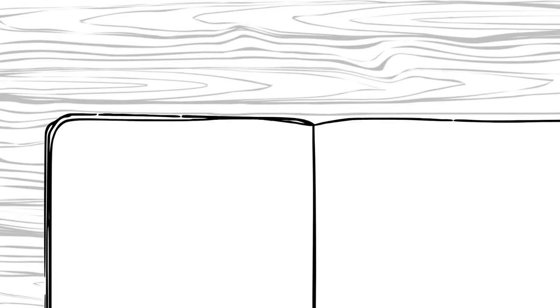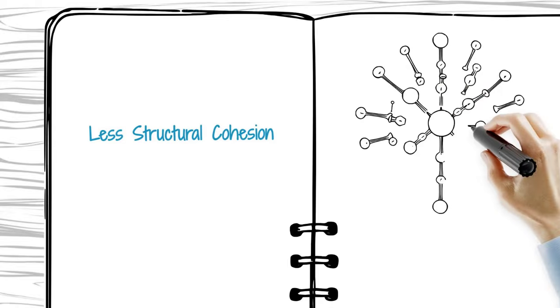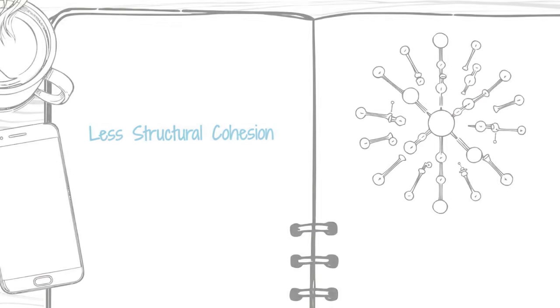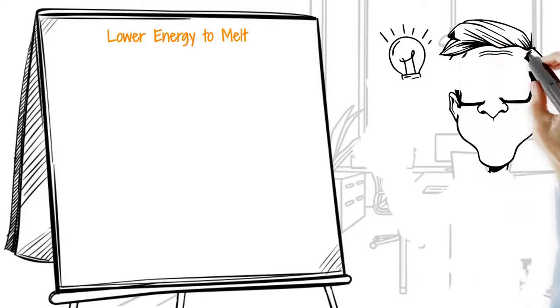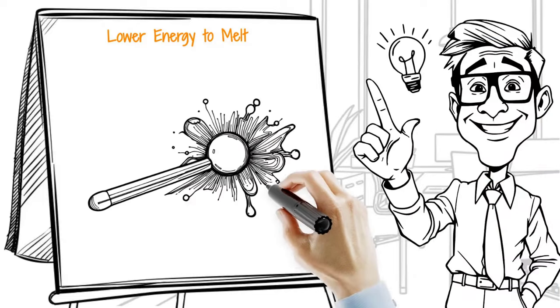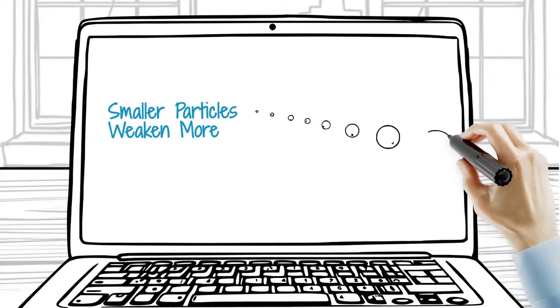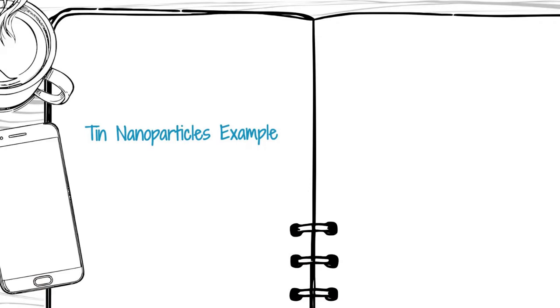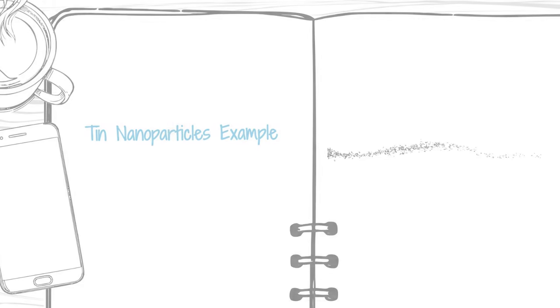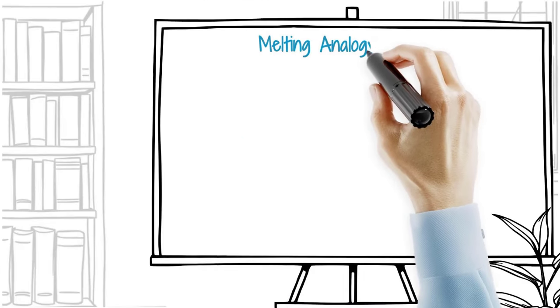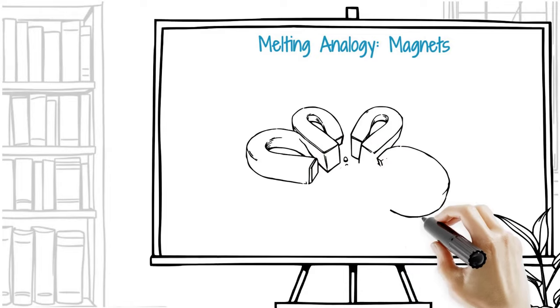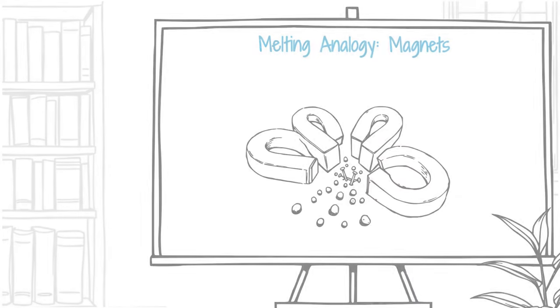These surface atoms contribute less to the structural cohesion of the particle. As a result, the average energy needed to melt the structure decreases. The smaller the particle, the more pronounced this weakening becomes. Tin nanoparticles as small as 2 nanometers have been observed to melt at nearly 80 °C, lower than bulk tin. It's like trying to hold together a group of magnets. Fewer connections make them easier to pull apart.